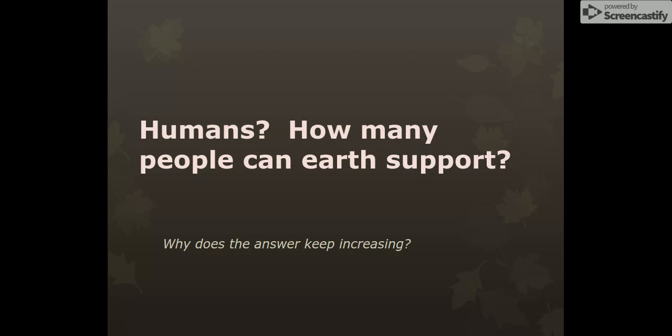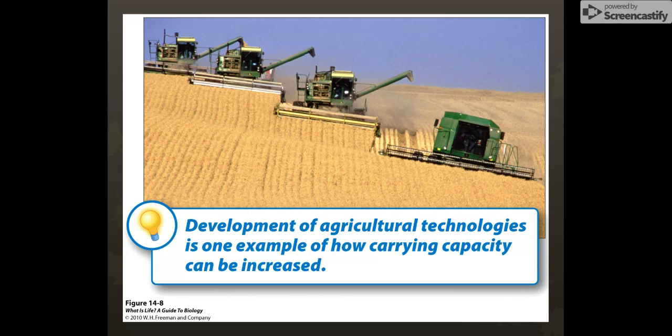Okay. And so this kind of transitions into us looking at humans. How many people can the earth actually support? And why does this answer actually change? So we see early on in human history, okay, 5,000 BC or so, we developed agriculture. And so because humans didn't really need to compete at the same level for food, we increased our carrying capacity.